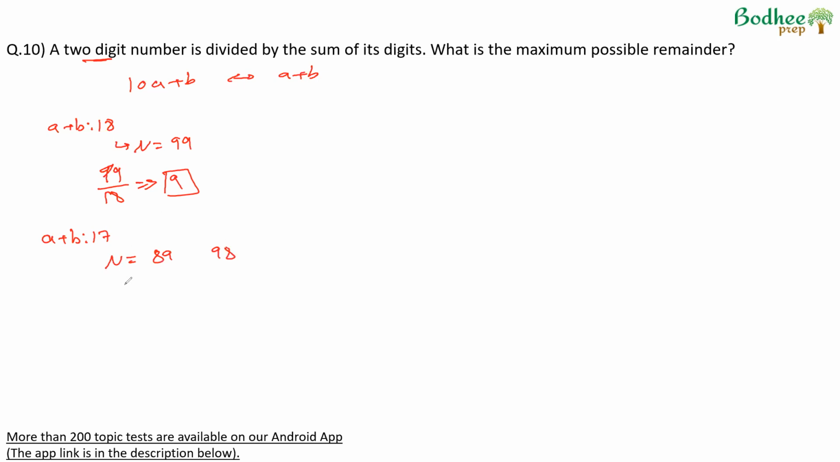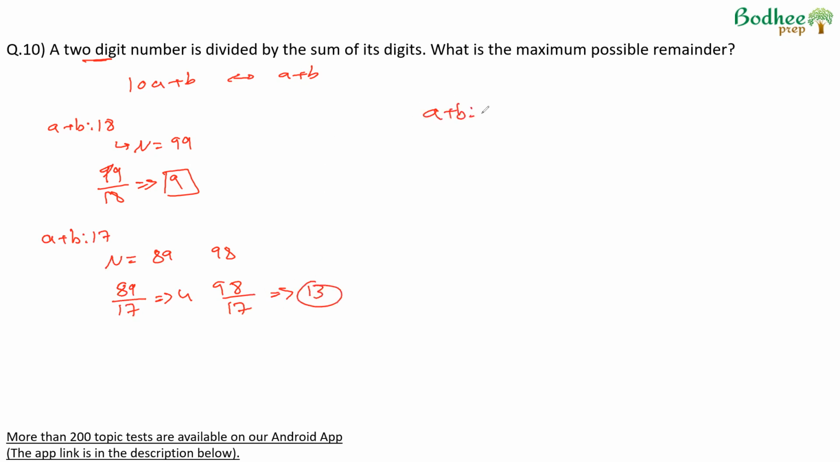If we divide these by 17, 89 by 17 will give us a remainder of 4, since 17 times 5 is 85. 98 divided by 17 will give us a remainder of 85 minus 13, that is 13. This is the highest so far.